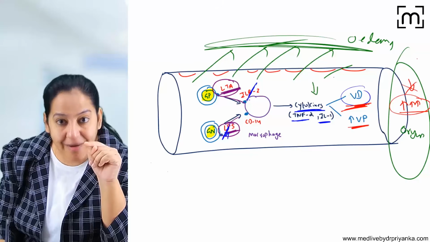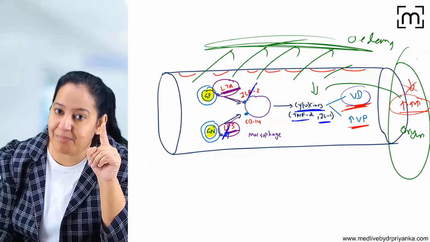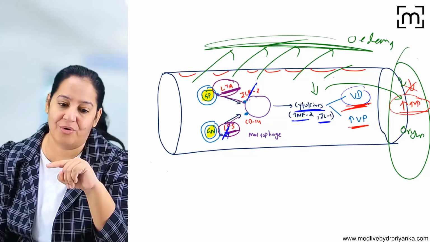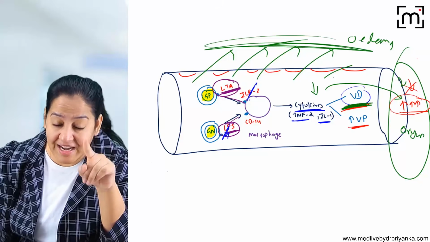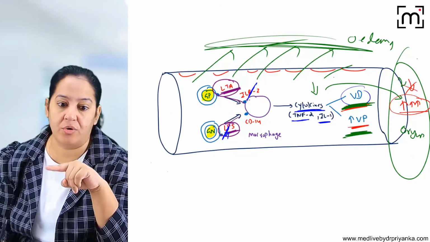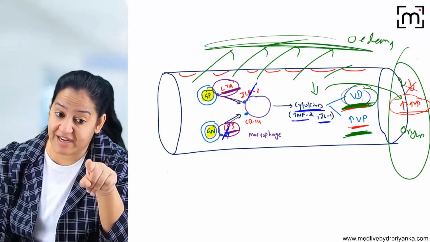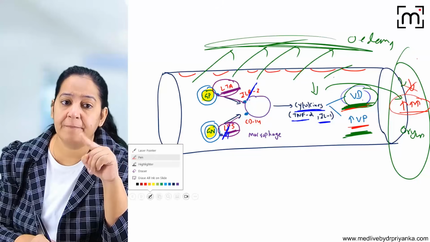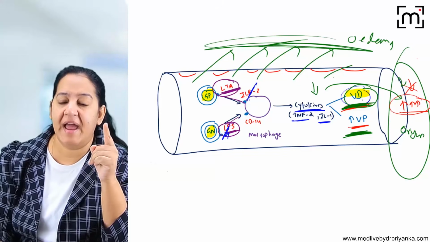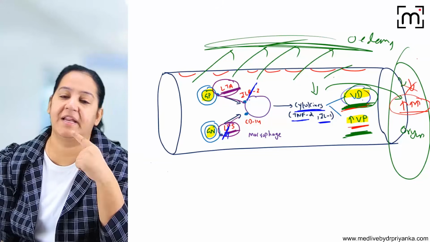Now there is less blood, and less blood to the organ, and it will lead to shock. So initially there is a hyperdynamic stage followed by shock. The hyperdynamic stage is due to vasodilation. First, vasodilation occurs, leading to the hyperdynamic stage. And later on, increased vascular permeability leads to shock.